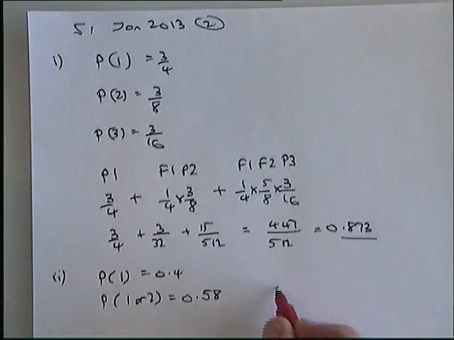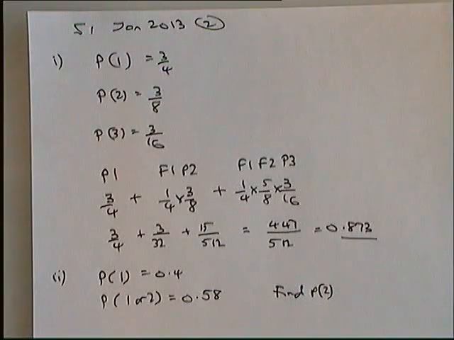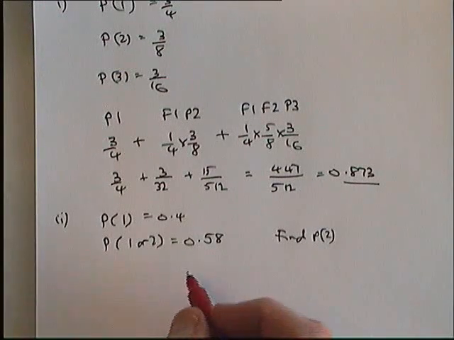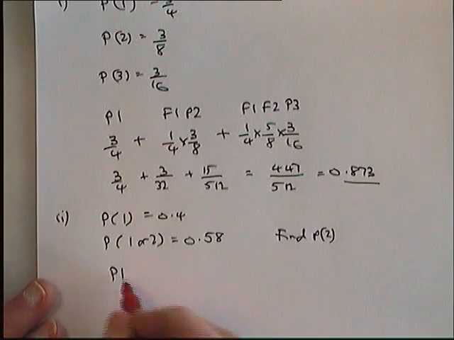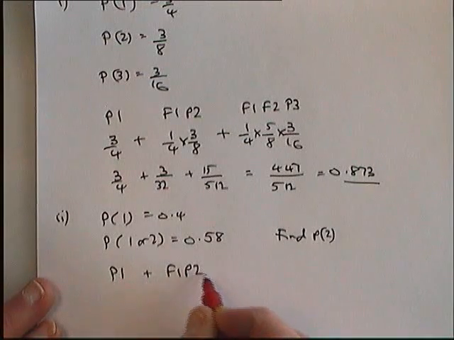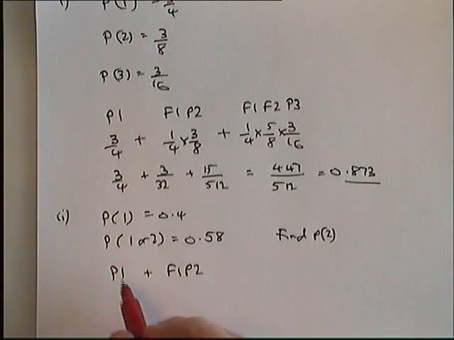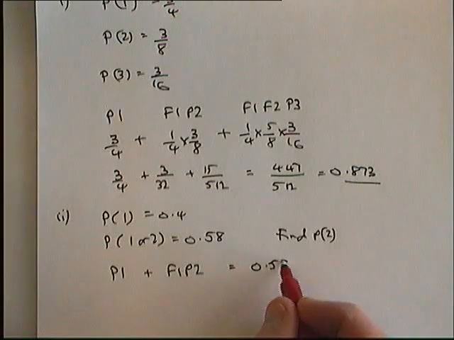What we have to do is to find the probability he passes on his second attempt, given he failed on the first attempt. Well, we can think of this very similarly to part A of the question. For him to pass on the first or second attempt, he either has to pass on attempt 1 or fail attempt 1 and pass on attempt 2. And we know that that is the probability of passing on 1 or 2. So that is the same as 0.58.